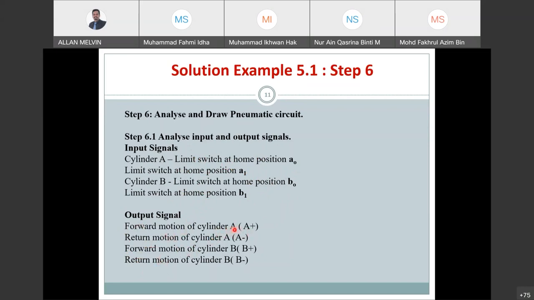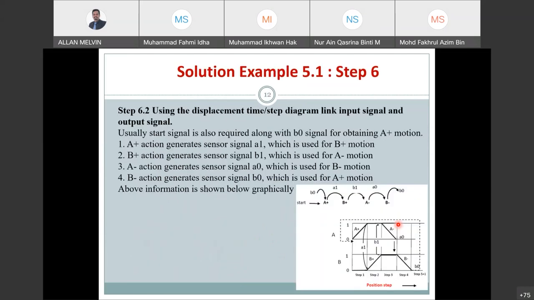A forward motion of cylinder A, A plus. Return motion, the retracted motion of cylinder A, A minus. In this application, there are 4 outputs. So, you already know what are the input signal and what are the output signal. Then, you link with all the displacement, time, step diagram.